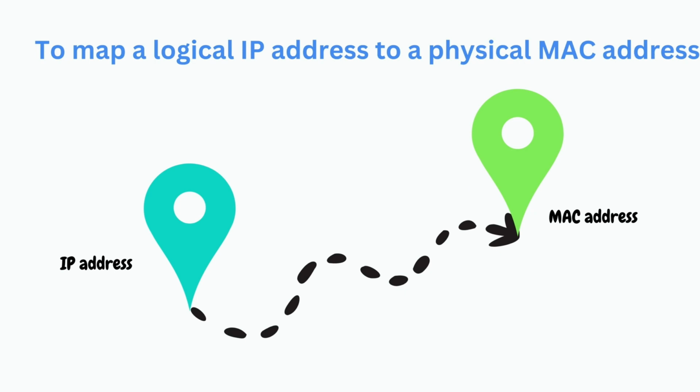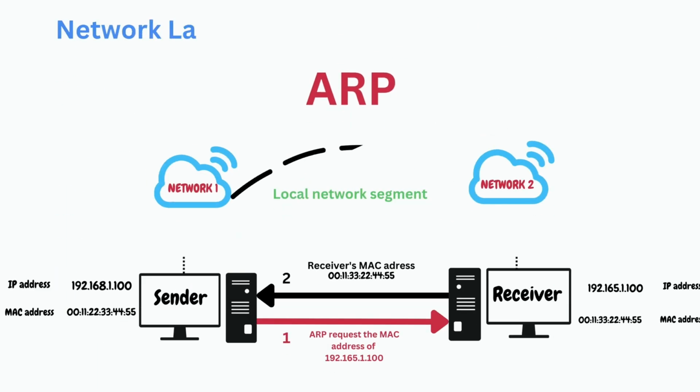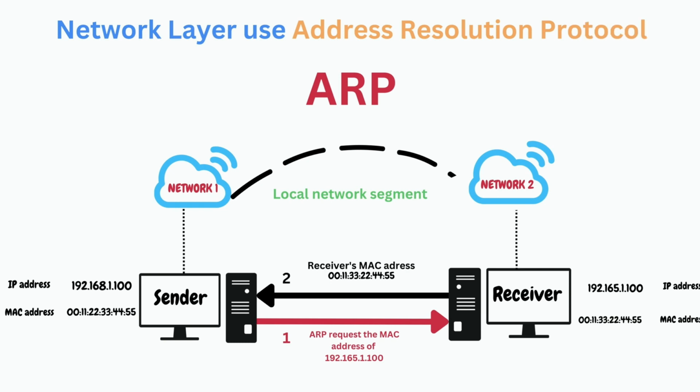The network layer determines the most efficient path for the data to take based on factors such as distance and congestion. The network layer uses ARP, Address Resolution Protocol, to map a logical IP address to a physical MAC address. When a device wants to send data to another device on the same network, it needs to know the physical address of the destination device, so it can send the data directly to it. ARP provides a way for a device to dynamically find the physical address of another device on the same network by sending an ARP request that contains the IP address of the target device.